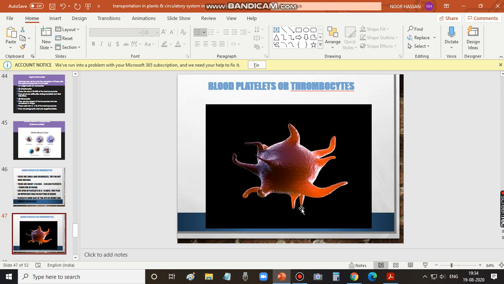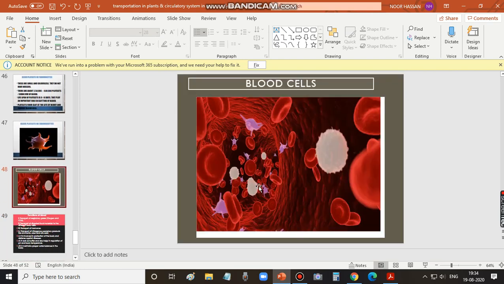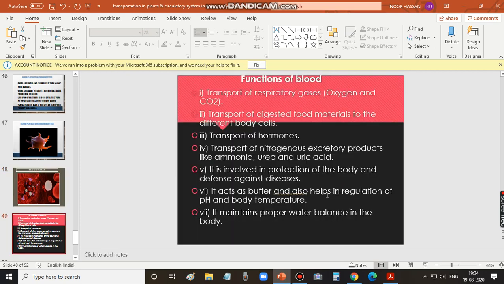So this is the picture of platelets or thrombocytes. And this shows all the blood cells: these are RBCs and these are WBCs or leukocytes, and this colored one is called platelets. So this blood shows all the formed elements, that is all three types of blood cells. So we will now discuss the functions of the blood.